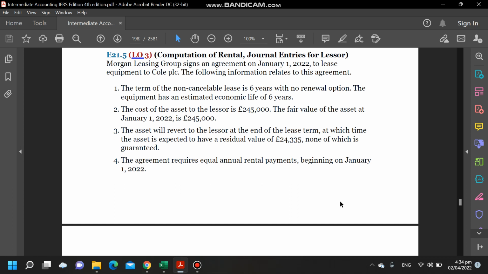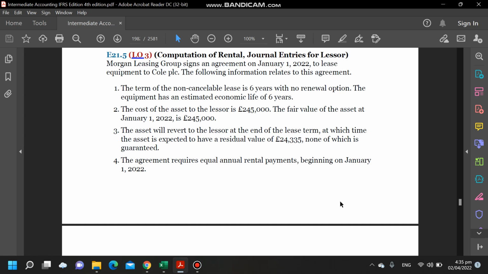1. The term of the non-cancelable lease is 6 years with no renewal option. The equipment has an estimated economic life of 6 years. 2. The cost of the asset to the lessor is 245,000. The fair value of the asset at January 1st, 2022 is 245,000. 3. The asset will revert to the lessor at the end of the lease term, at which time the asset is expected to have a residual value of 24,335, none of which is guaranteed.